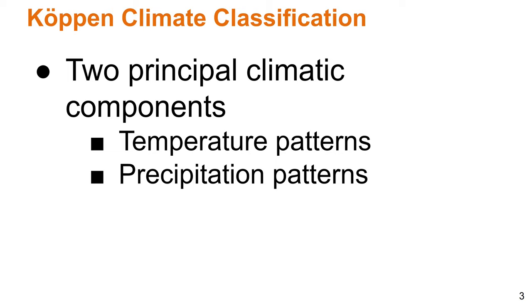So the Köppen system just uses these two very simple metrics. All you need is a thermometer and a bucket, and you can gather data to classify climates using the Köppen climate classification system. And that's really part of its enduring appeal, that the equipment that you need to collect data is really, really simple.